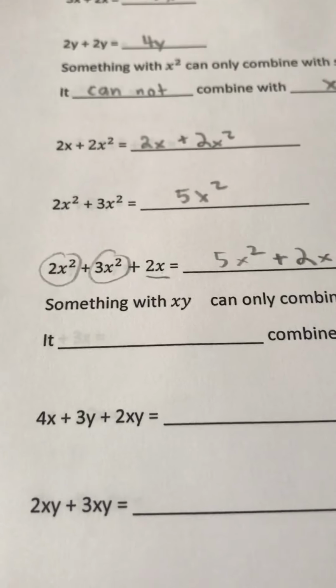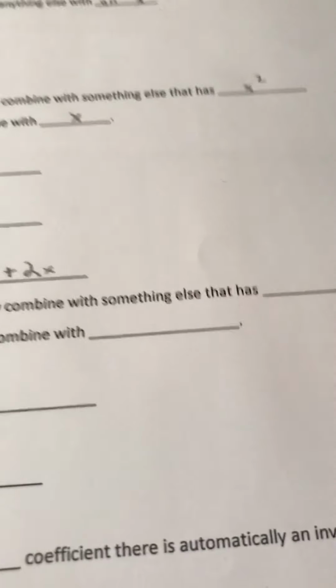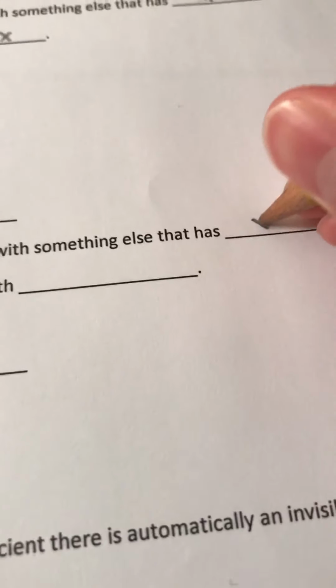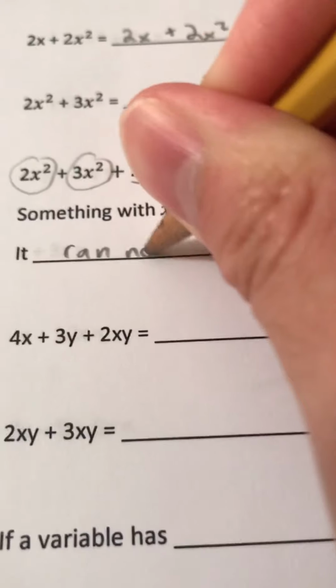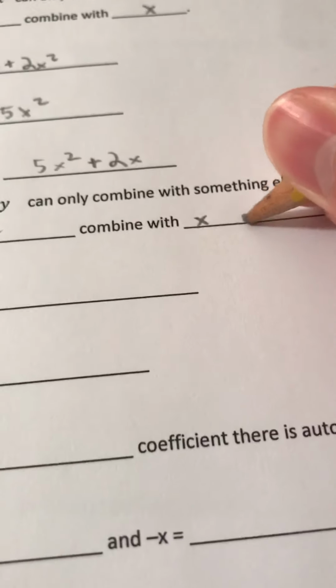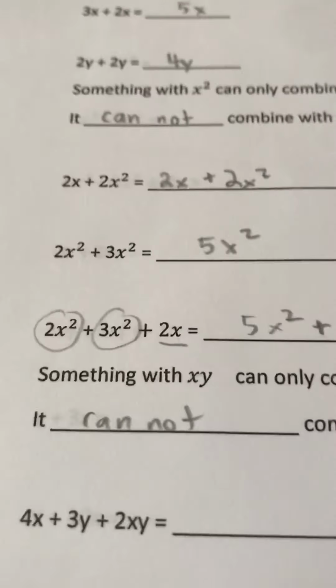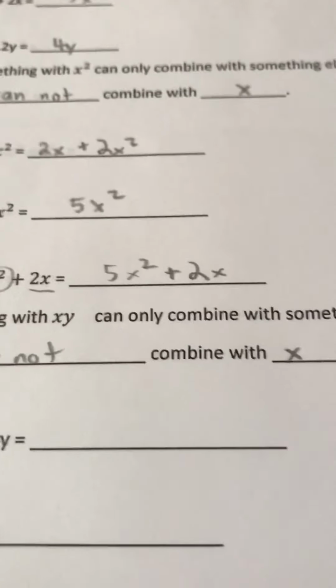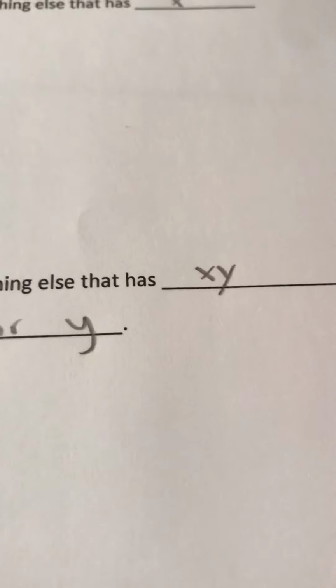Something with xy can only combine with something else that has xy. It cannot combine with x or y. So xy can only combine with xy. You can't combine an xy with an x. You cannot combine an xy with a y.